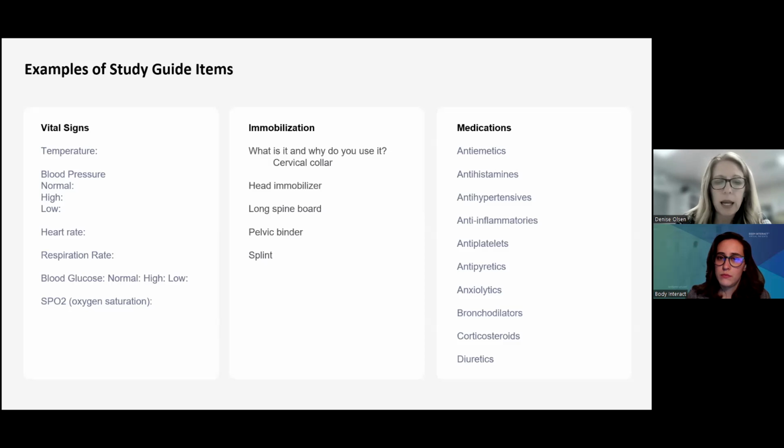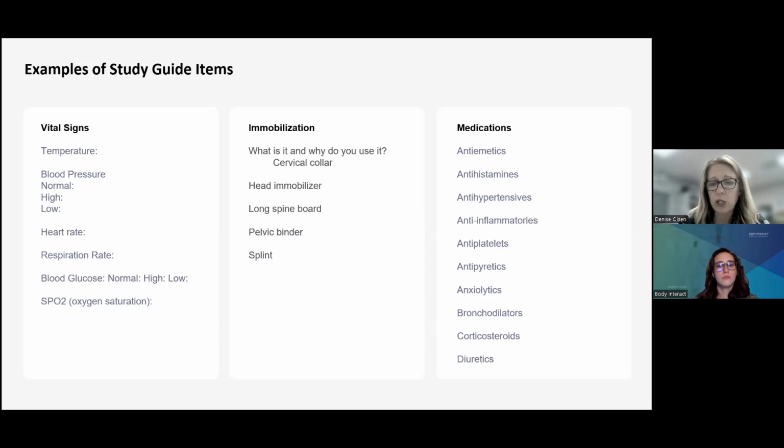Interventions, I had the students look up different reasons why you would use interventions. So on the screen here for immobilization. So initially my students didn't know what a cervical collar was. So I felt like by filling out the study guide to help prepare them, they also learned a lot of things that I might not have already covered in class. And then they can use that information while they're doing their scenarios.